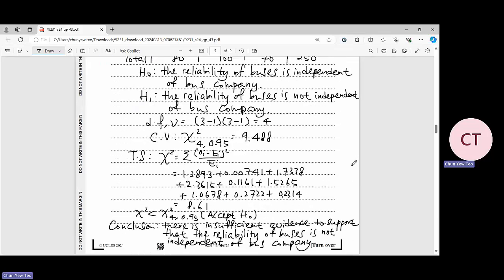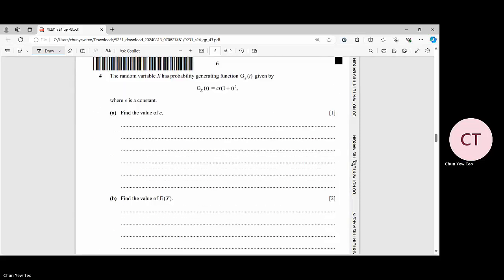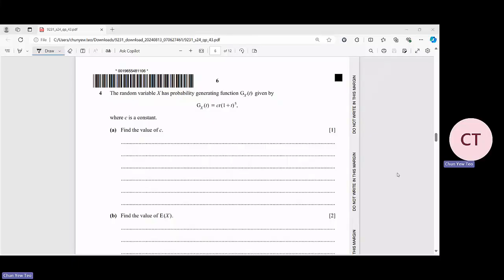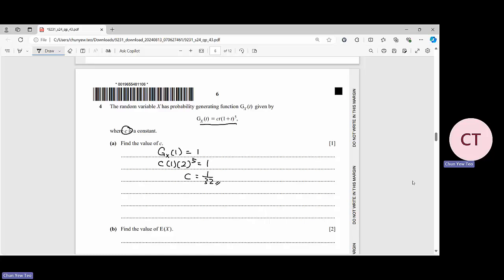Now we move on to question number 4. The random variable X has a PGF given as such, and they want you to find the constant C. To find the constant C, we know that if you put 1 inside, you get 1. So you have C times (1 plus 1) to the power 5 equals 1, so C is 1 over 32. That is the answer for part A.